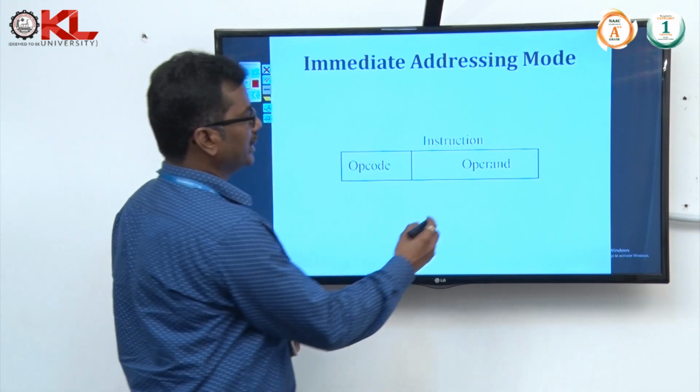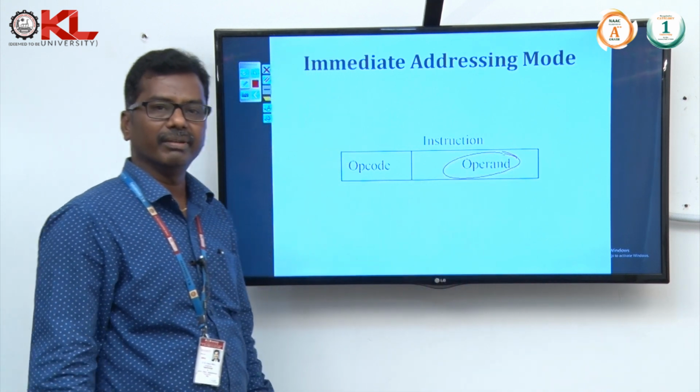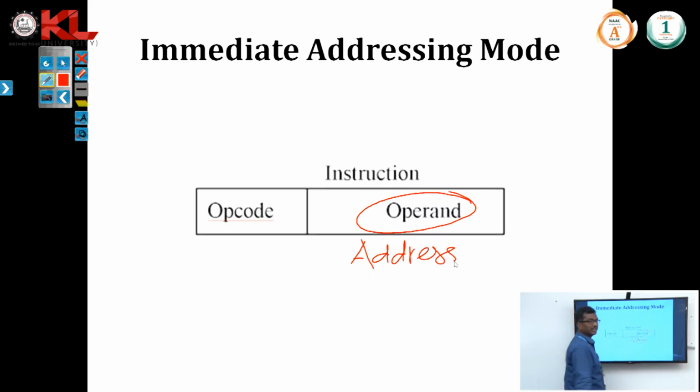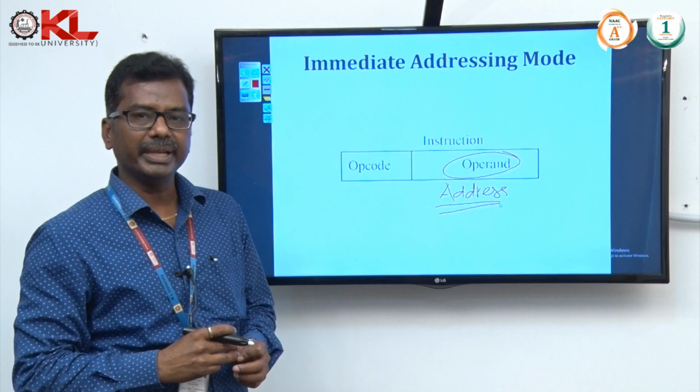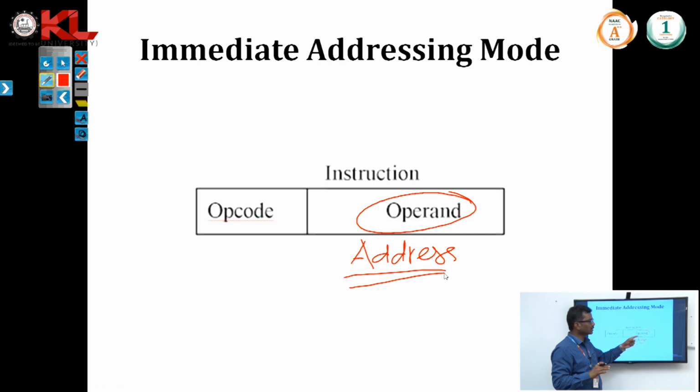Immediate addressing mode means that here itself, in the address field, the operand is available. So this is actually the address field, and the operand is directly available in this address field. That means the CPU need not search too much for this operand, because within the instruction itself the operand is available. That's why it is called immediate addressing mode: the operand is immediately available in the address field of the instruction itself.